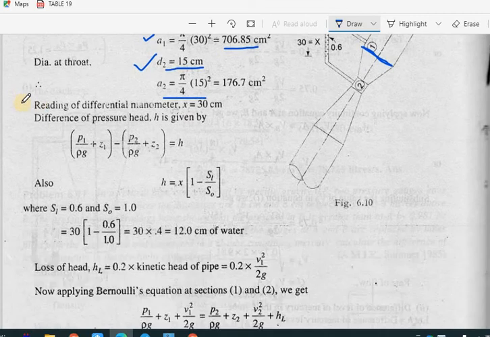After this, the reading in the manometer is given as x equals 30 centimeter. So the difference of pressure head h is given by what? We have got these two formulas, P1 by rho g plus Z1 equals to P2 by rho g plus Z2 equals to H. And the formula for H is X into 1 minus St by S0.